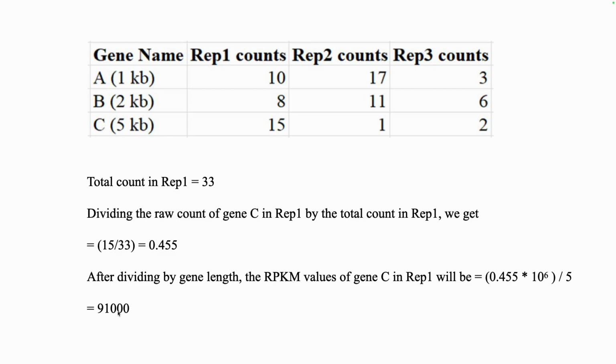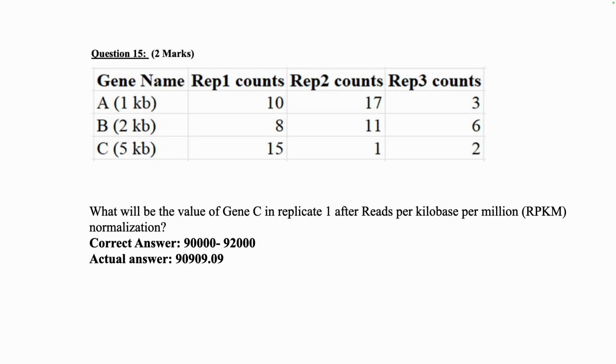After dividing it by the gene length, you get a value of around 90,909, which is around 91,000. You can give an answer in a range between 90,000 and 92,000, but the correct value is 90909.09.